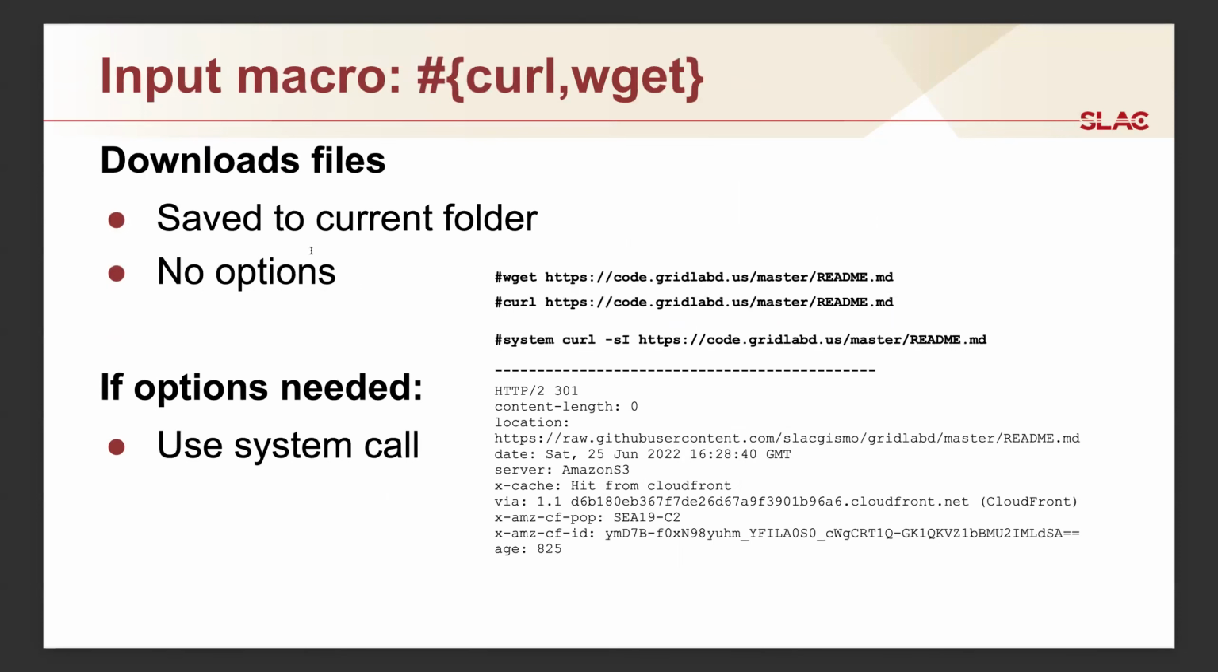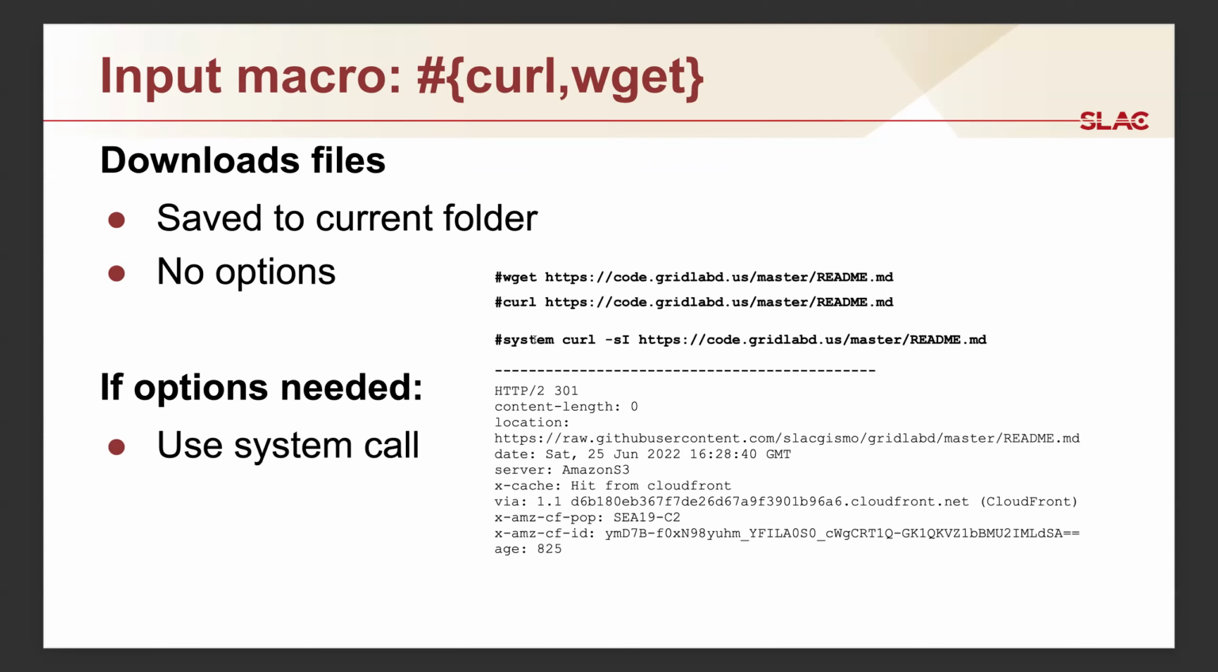Another important macro is the macro that allows you to download files from remote sources. This is done using URLs. You can use either wget or curl. One important thing to remember is that these macros only download the file and don't support any of the options that you would normally find with those commands.